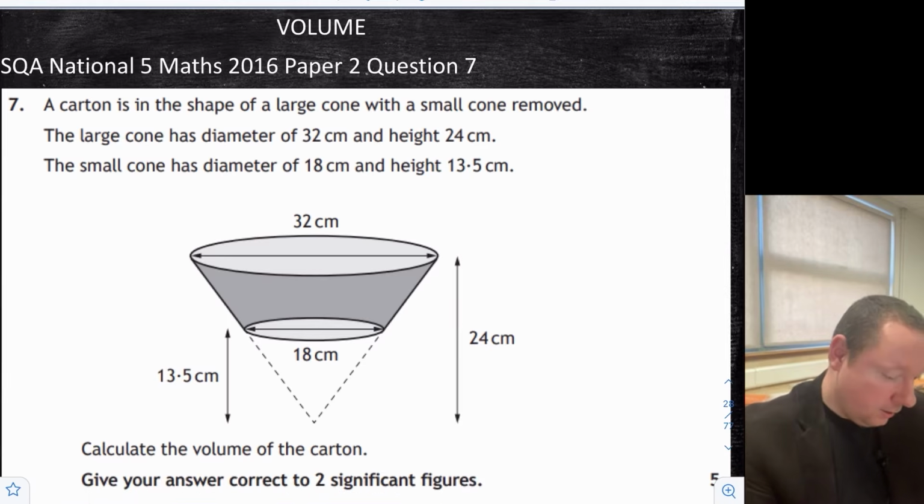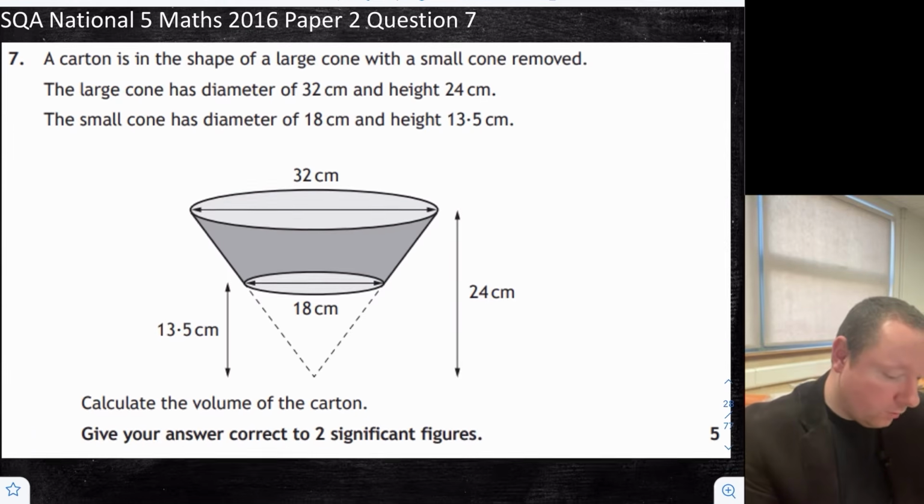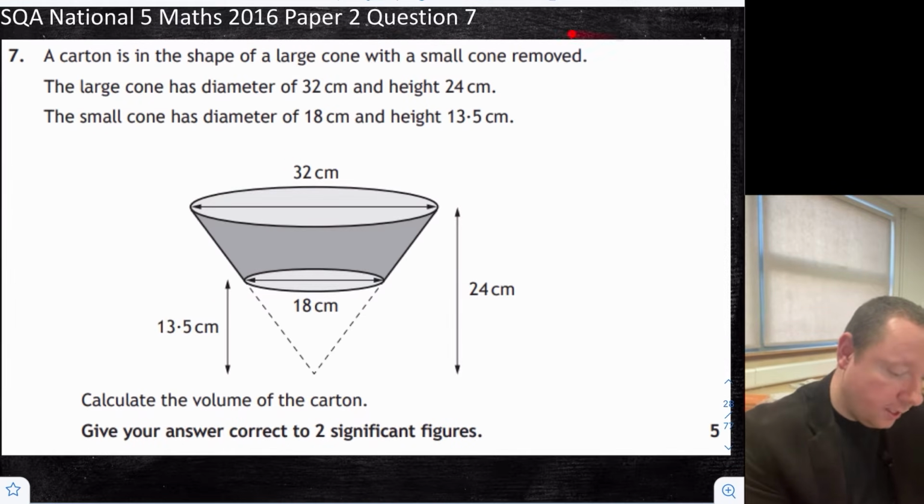SQA National 5 Maths 2016, Paper 2, Question 7. A carton is in the shape of a large cone with a small cone removed. So it's a takeaway. The large cone has a diameter of 32 and a height of 24. The small one has a diameter of 18 and a height of 13.5. Calculate the volume of the carton, and again, rounding is involved to two significant figures. So we do the volume of the big cone minus the volume of the small cone.